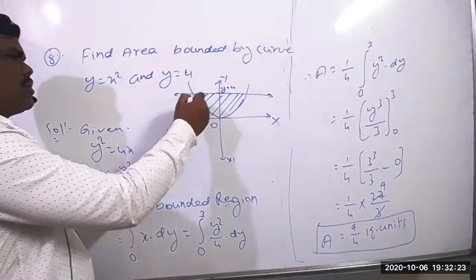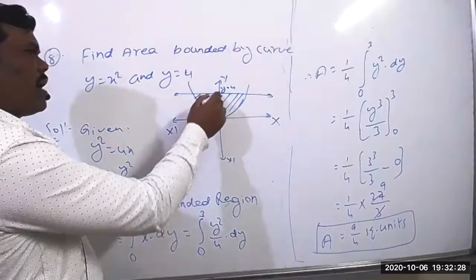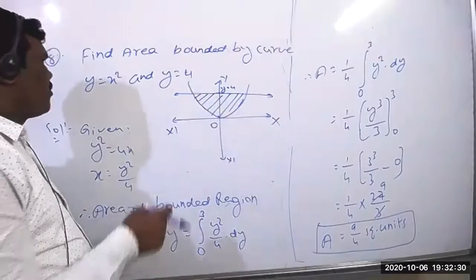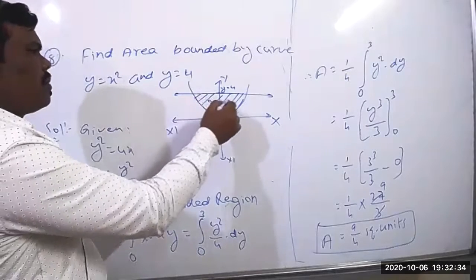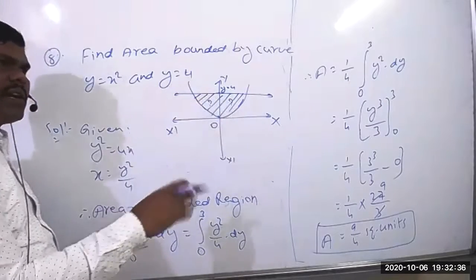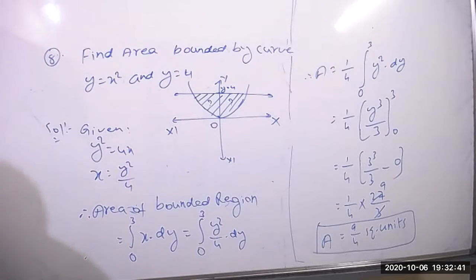In this case also, the limits we have to take compulsorily on the y-axis. Then what do we have to find now? The value of x we have to find first. And clearly the two parts will be equal. So you can find one part and double it. First find the area of one part and take twice of that.